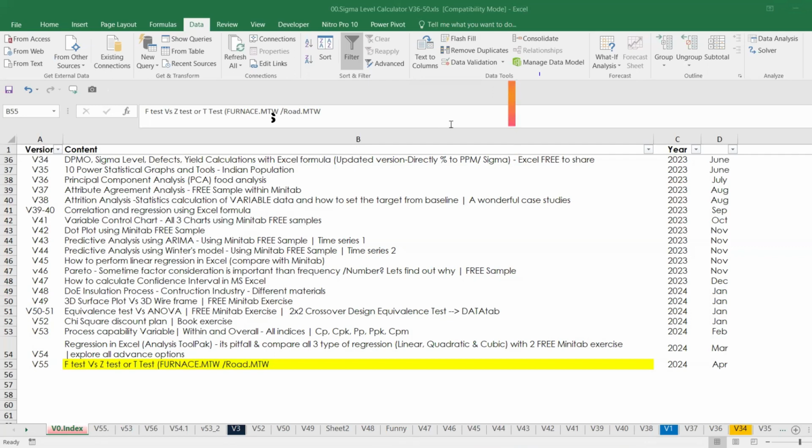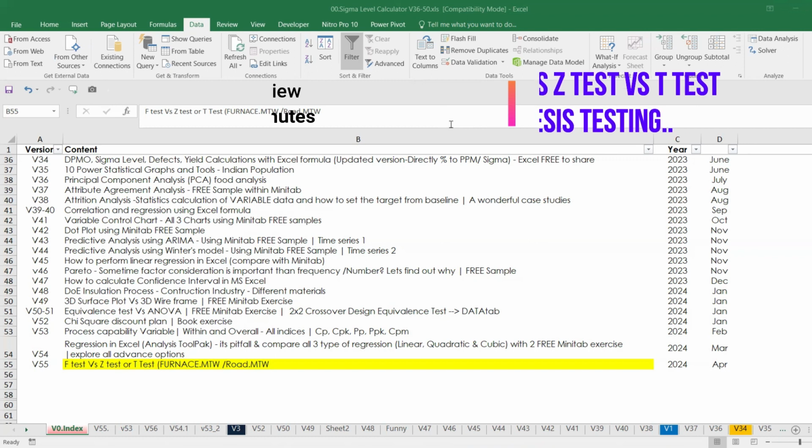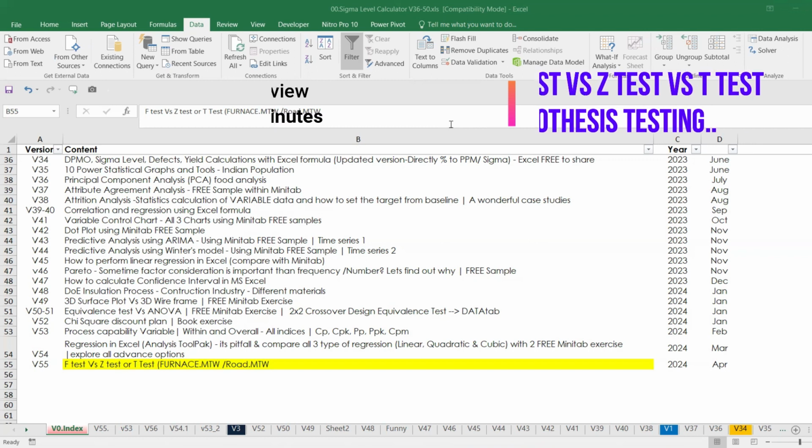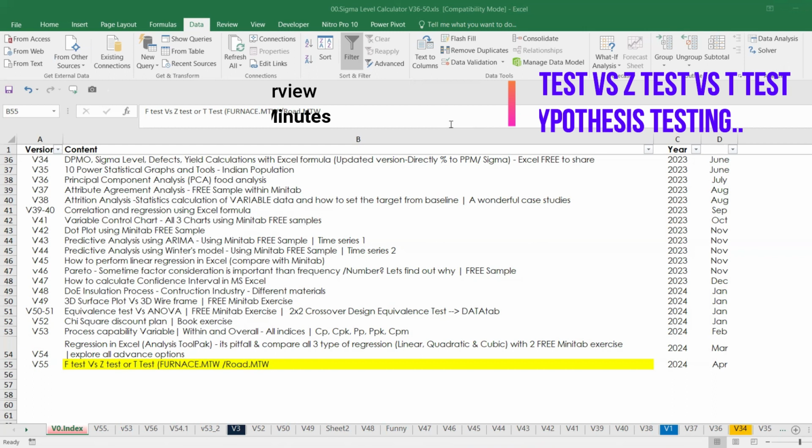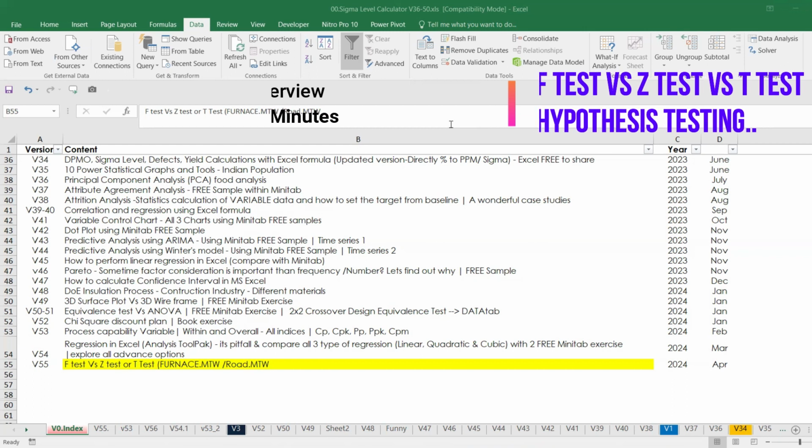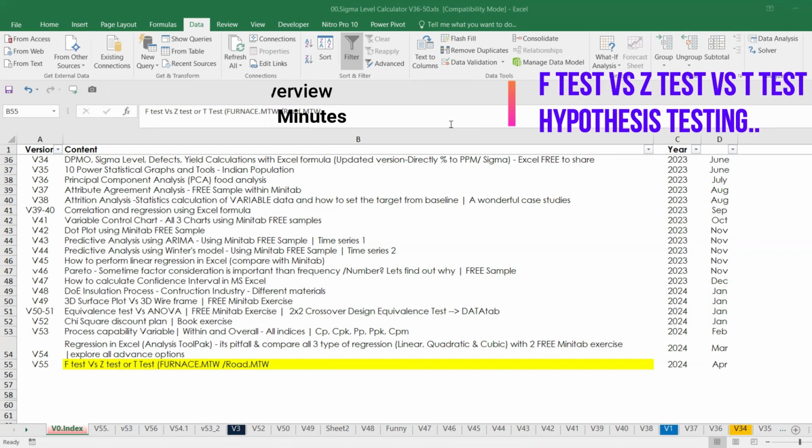Many people have asked me this question: what's the difference between F test, Z test, and T test? To explain this concept better with a practical example, I have taken many examples directly from Minitab to illustrate the difference between F test, Z test, and T test. Before we move on, let me give a briefing about F test, Z test, and T test.